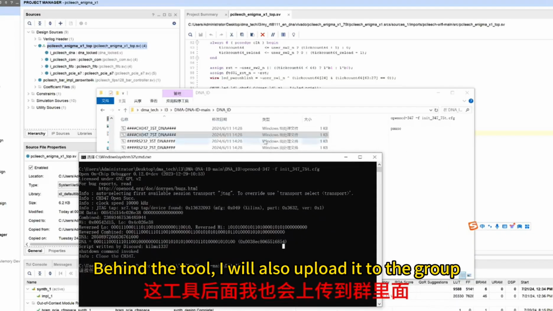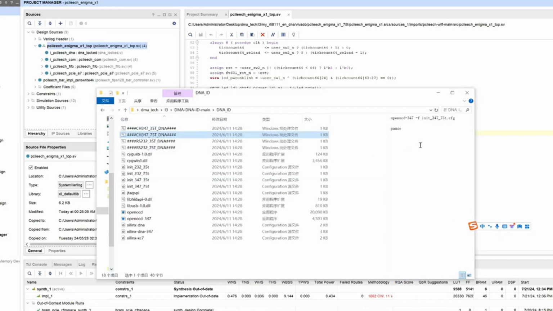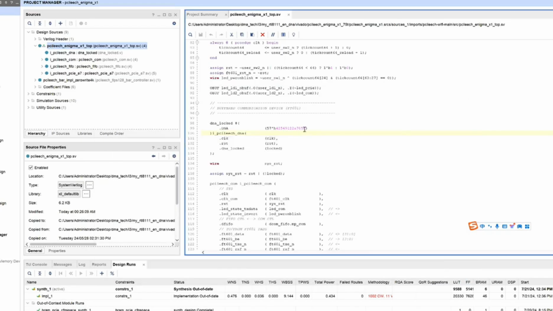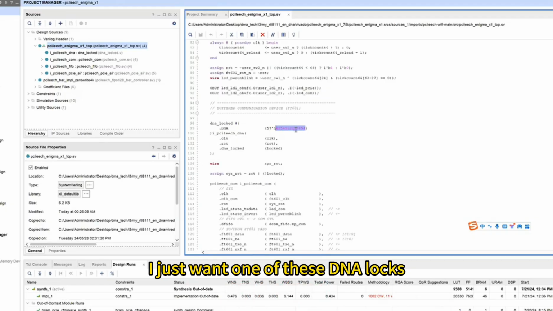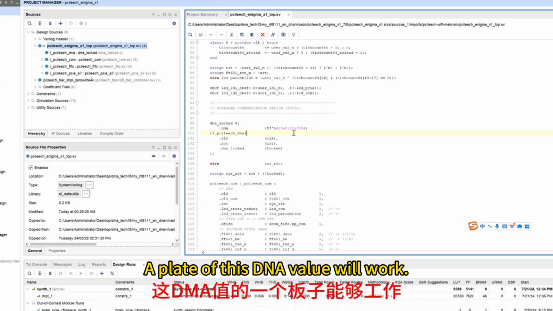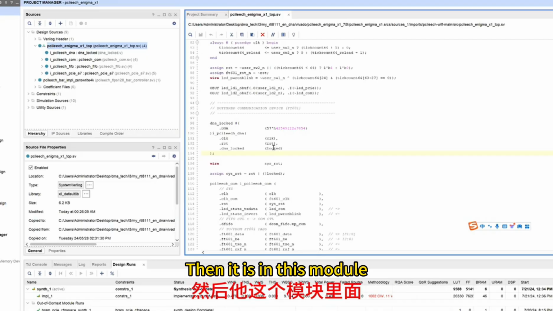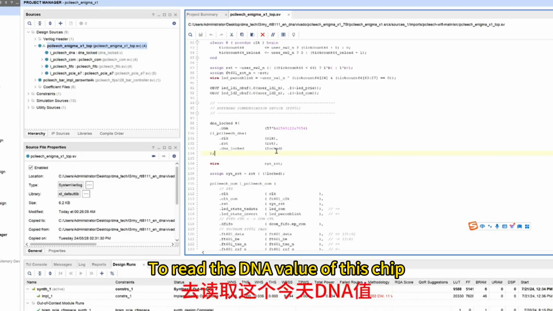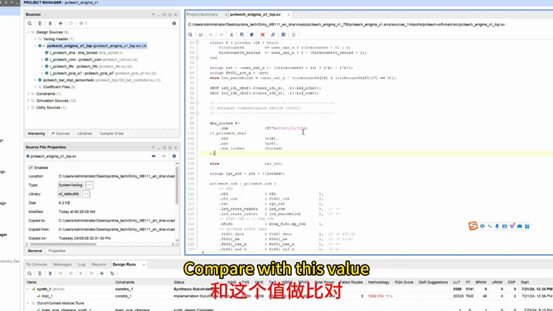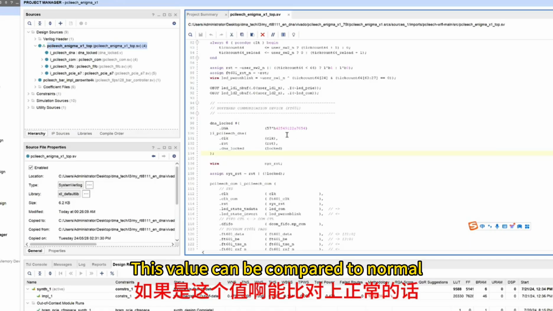After the tool, I will also upload it to the group. This is the DNA value of our channel. I just want one of these DNA locks, a board with this DNA value that will work. I fill in this value here, and then this module reads the DNA value of the chip on power-up and compares it with this value.